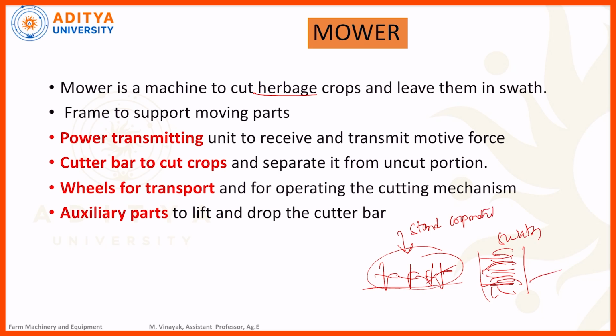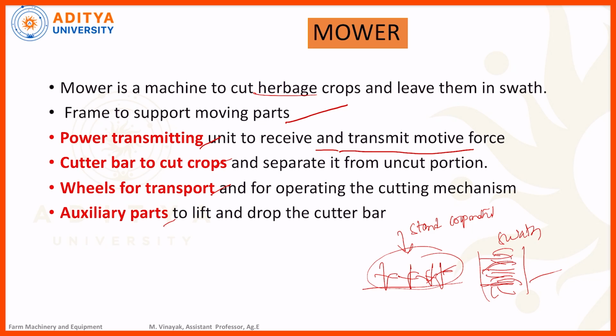One frame is there, which supports all the parts of the mower. Regarding the different sections of the mower: power transmission section, cutter bar to cut the crop, wheels for support, and auxiliary parts. The power transmitting unit receives and transmits whatever power is required for harvesting the crop.